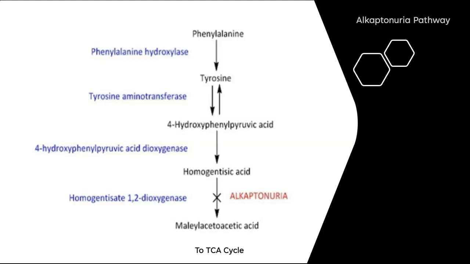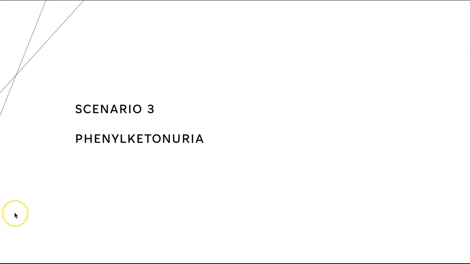Treatment for AKU is limited at this time. Promising early reports of the use of low-dose nitisinone, an inhibitor of the enzyme 4-hydroxyphenylpyruvate dioxygenase, have effectively reduced urinary HGA levels in patients with alkaptonuria and prompted ongoing trials of this therapeutic agent. Finally, in scenario 3, we will look at phenylketonuria.